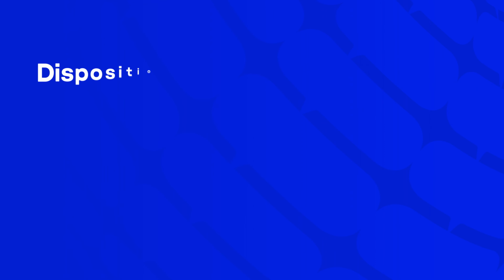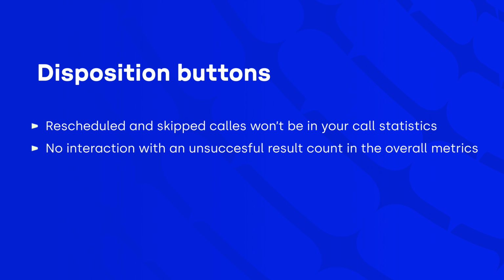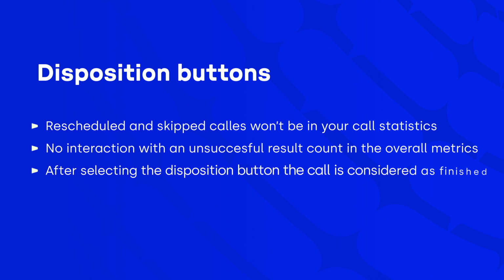When choosing a disposition button, keep in mind that calls marked as reschedule and skip won't be included in your call statistics. No interaction with an unsuccessful result counts towards your overall metrics, since there was no interaction with the prospect. After selecting the disposition button, the call is considered finished. The power dialer will automatically start dialing the next contact in line.